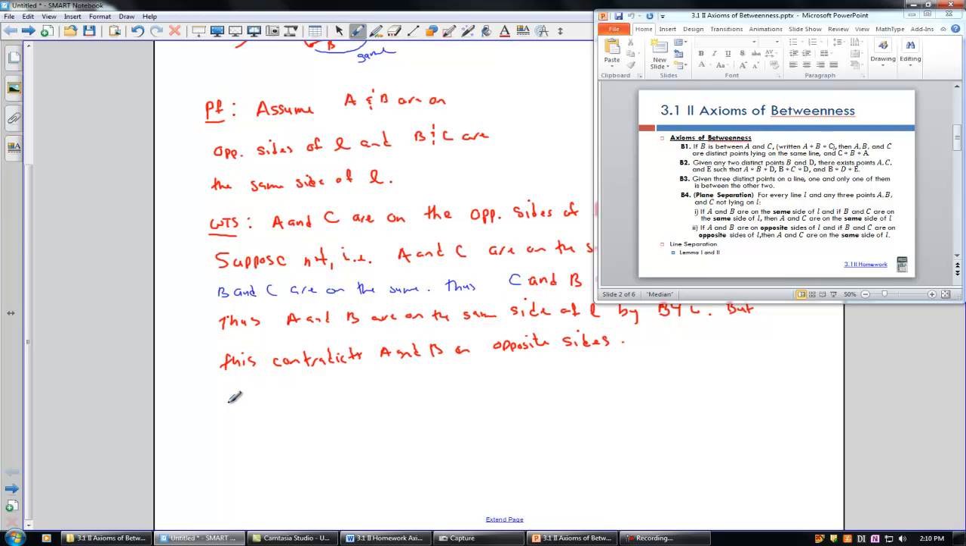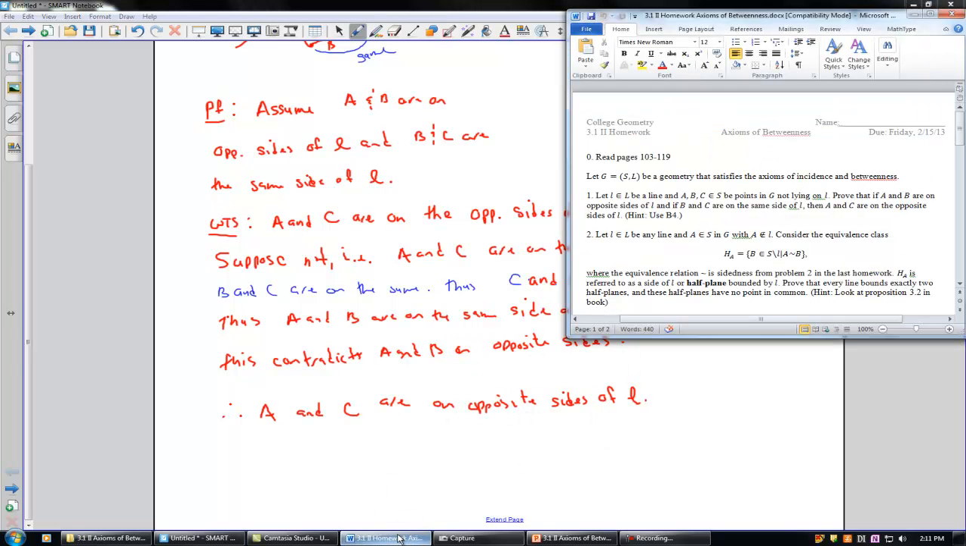All right, so therefore, what do we know? Well, we know that A and C are on opposite sides. Our assumption was incorrect, that A and C are on the same side. So we know now that A and C are on opposite sides of L, and that's what we wanted to show here.